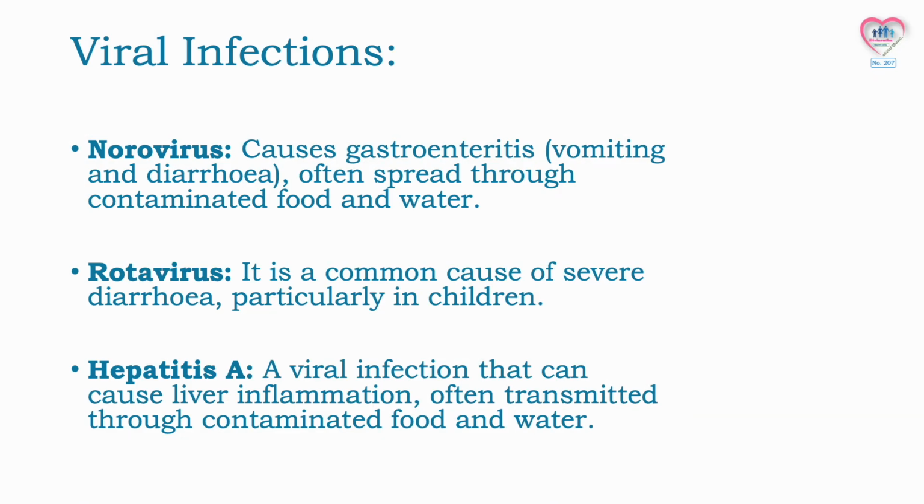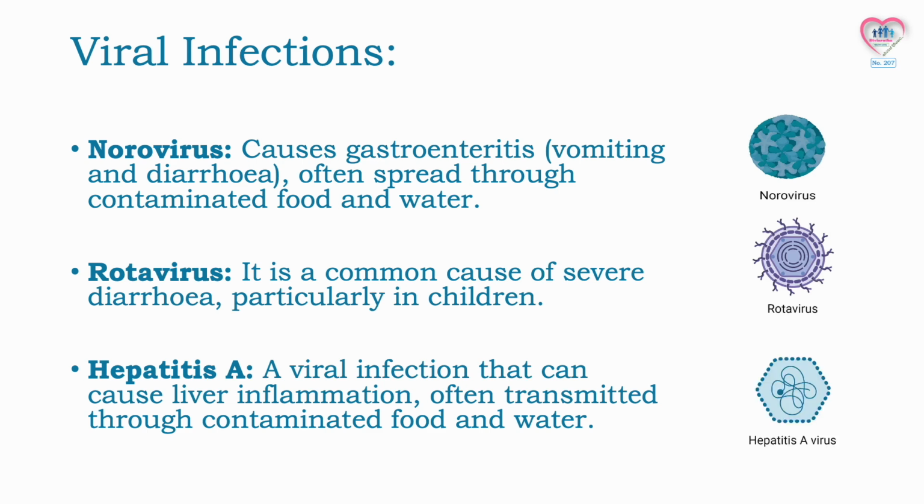So, that's bacteria. Next, viral infections that can be transmitted through food and water. They are norovirus, which causes gastroenteritis, vomiting and diarrhea, often spread through contaminated food and water. Rotavirus, a common cause of severe diarrhea, particularly in children. Hepatitis A, a viral infection that can cause liver inflammation, often transmitted through contaminated food and water.